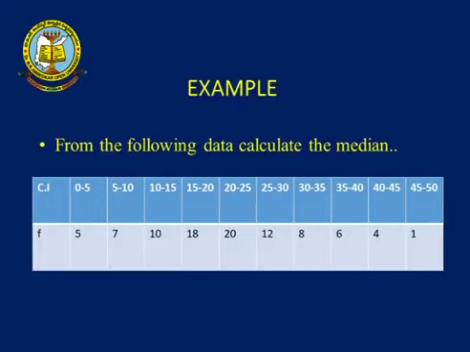Next, from the following data, calculate the median. This is continuous frequency data. Here 0 is included, 5 is not included. This type of data is called an exclusive continuous frequency distribution. This data is an example of an exclusive continuous frequency distribution.